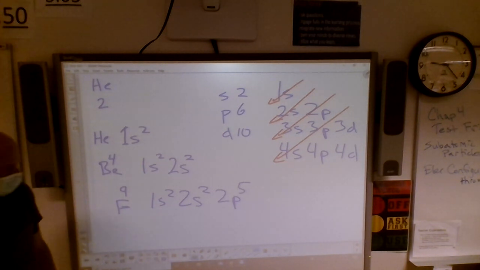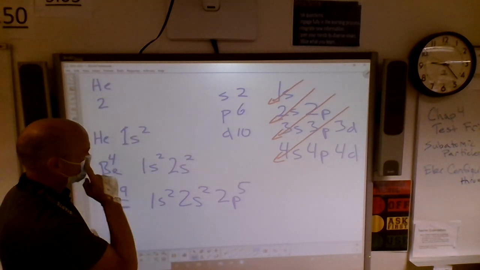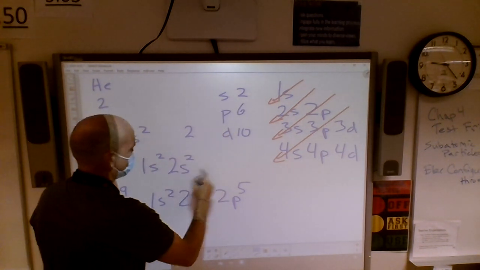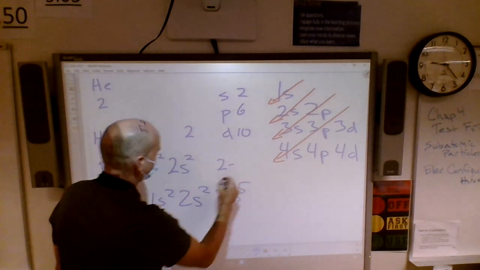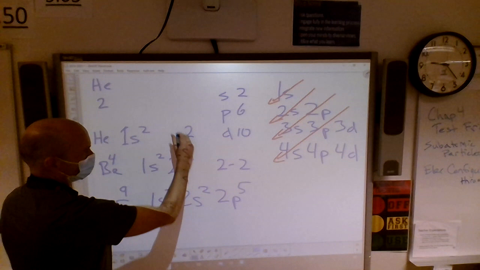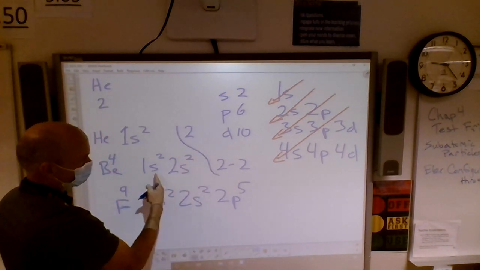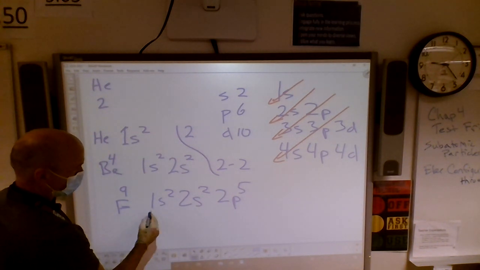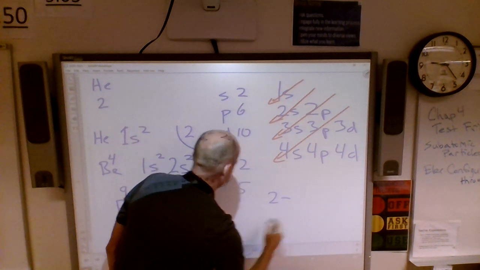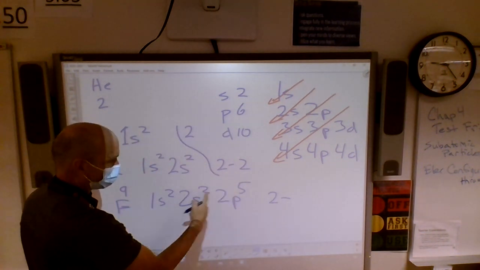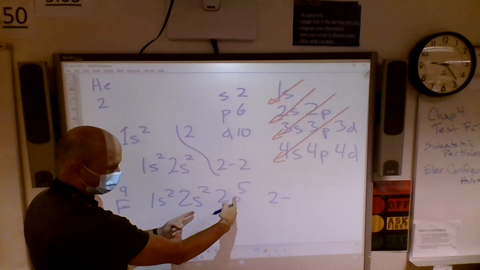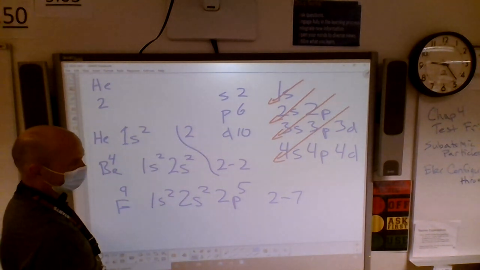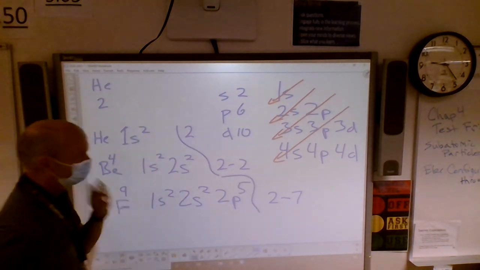Now the shell structure, the assignment asks you about shell structure. The shell structure for helium is just going to be 2. There's just 2 in the first shell. For beryllium, it's going to be 2-2. All this says is that there's 2 in the first shell, 2 in the second shell. Now for fluorine, the shell structure, there's 2 in the first shell, and the second shell has 2 plus 7. These are both second level electrons, just different sublevels. So we call that 2-7. So that would be the shell structure.